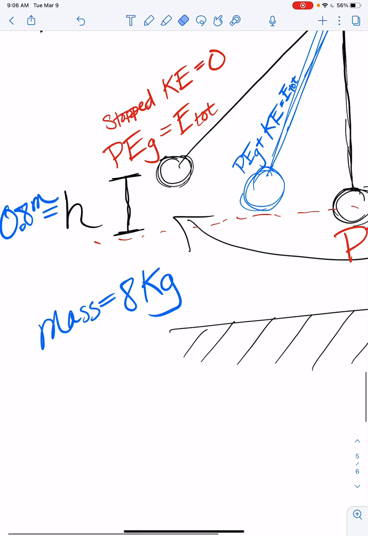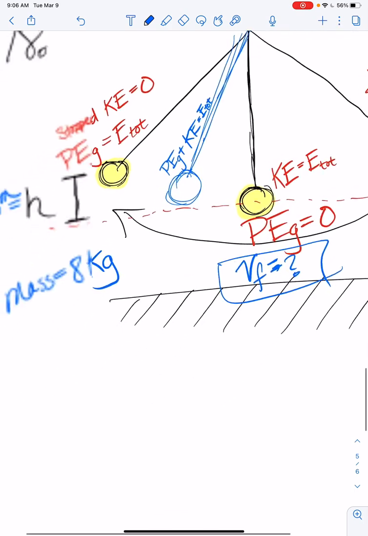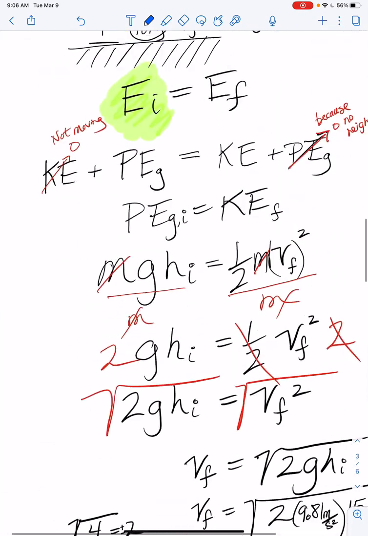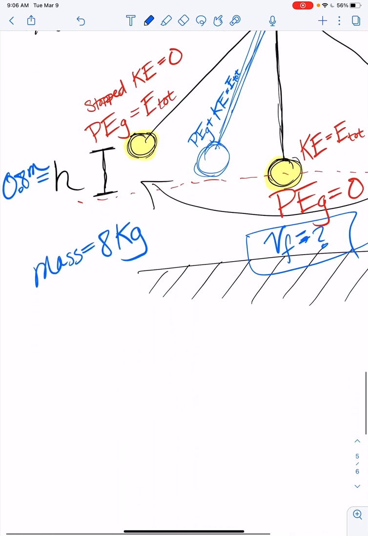Okay, so if that's the case, we know we're starting right here with the pendulum. Let me get the highlighter. We are starting at this point right here, in yellow. And then our final point, which is we want to know how fast is it moving at the bottom. So we want to know about this point right here. We want to know what is the final velocity, what is VF, at this point. Okay, let me just double check that really quick. Yep, okay. So let's go ahead and solve this.